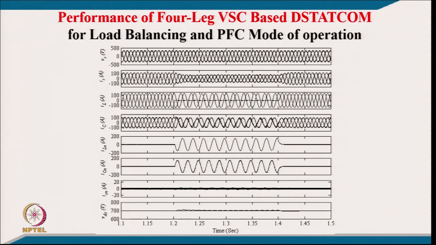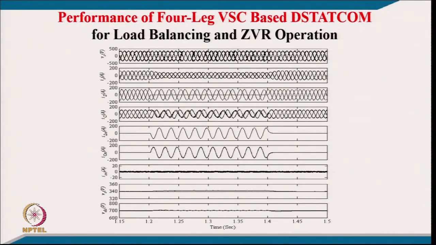Typically neutral current compensation, along with the reactive power and load balancing. This is another case study of a 4 wire, 4 leg voltage source converter based D-STATCOM for load balancing and zero voltage regulation. So, you can clearly see here the voltage at the point of common coupling is regulated, which we will see in the PI controller.